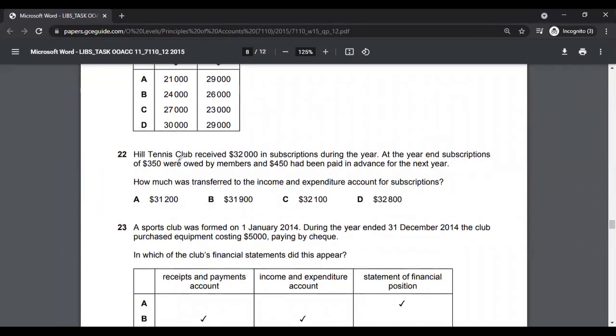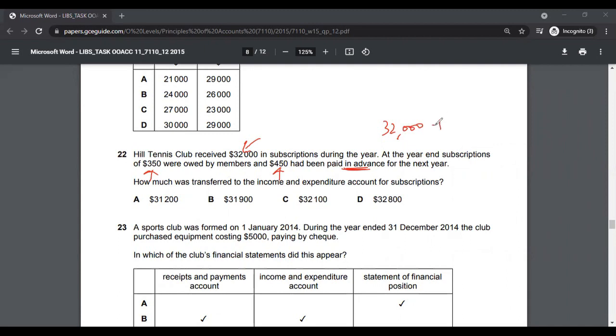Multiple choice 22. Hill Tennis Club received 32,000 in subscriptions during the year. At the year-end, subscriptions of 350 were owed by the members and 450 had been paid in advance for the next year. So it would be 32,000 plus the 350. The total that should be received.